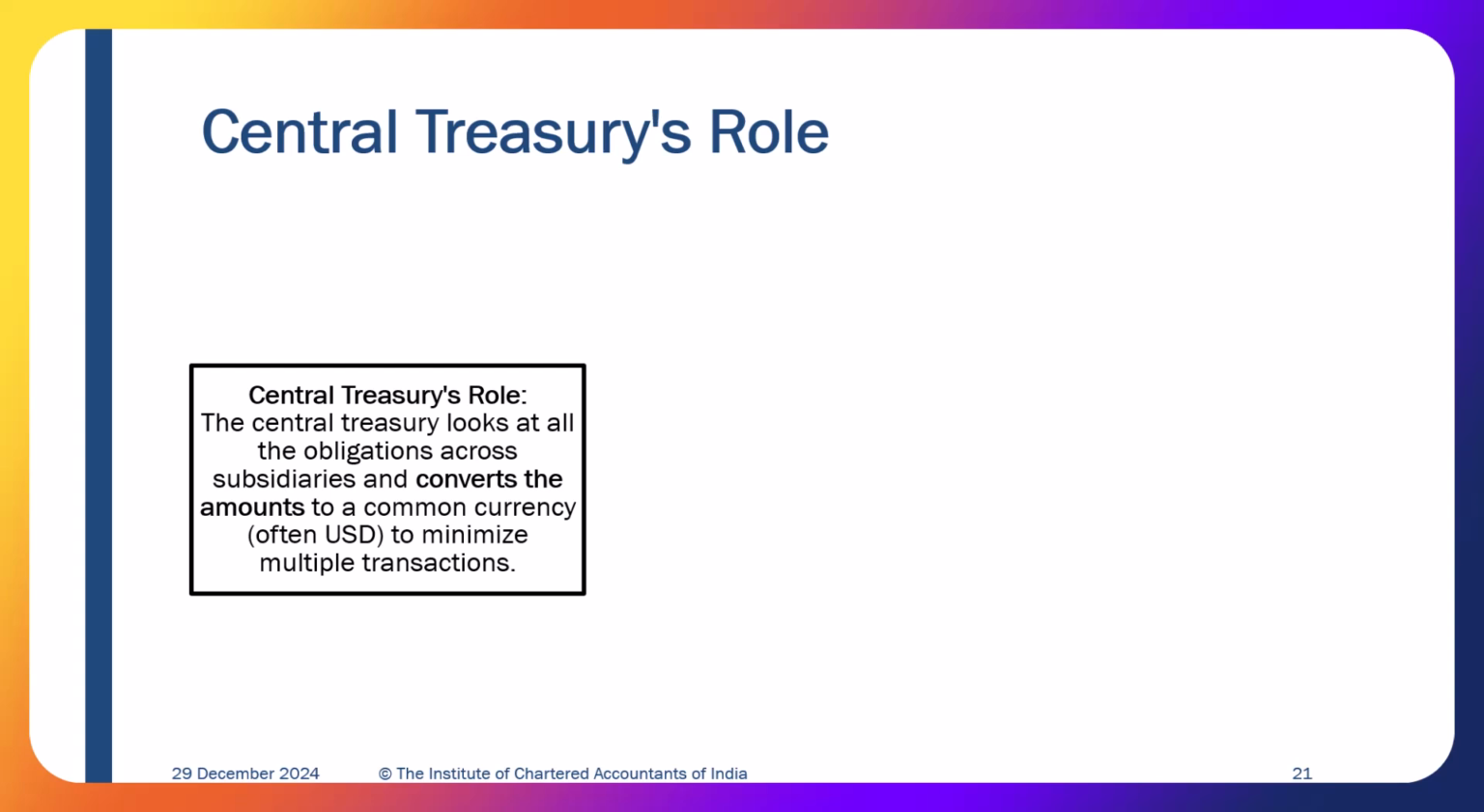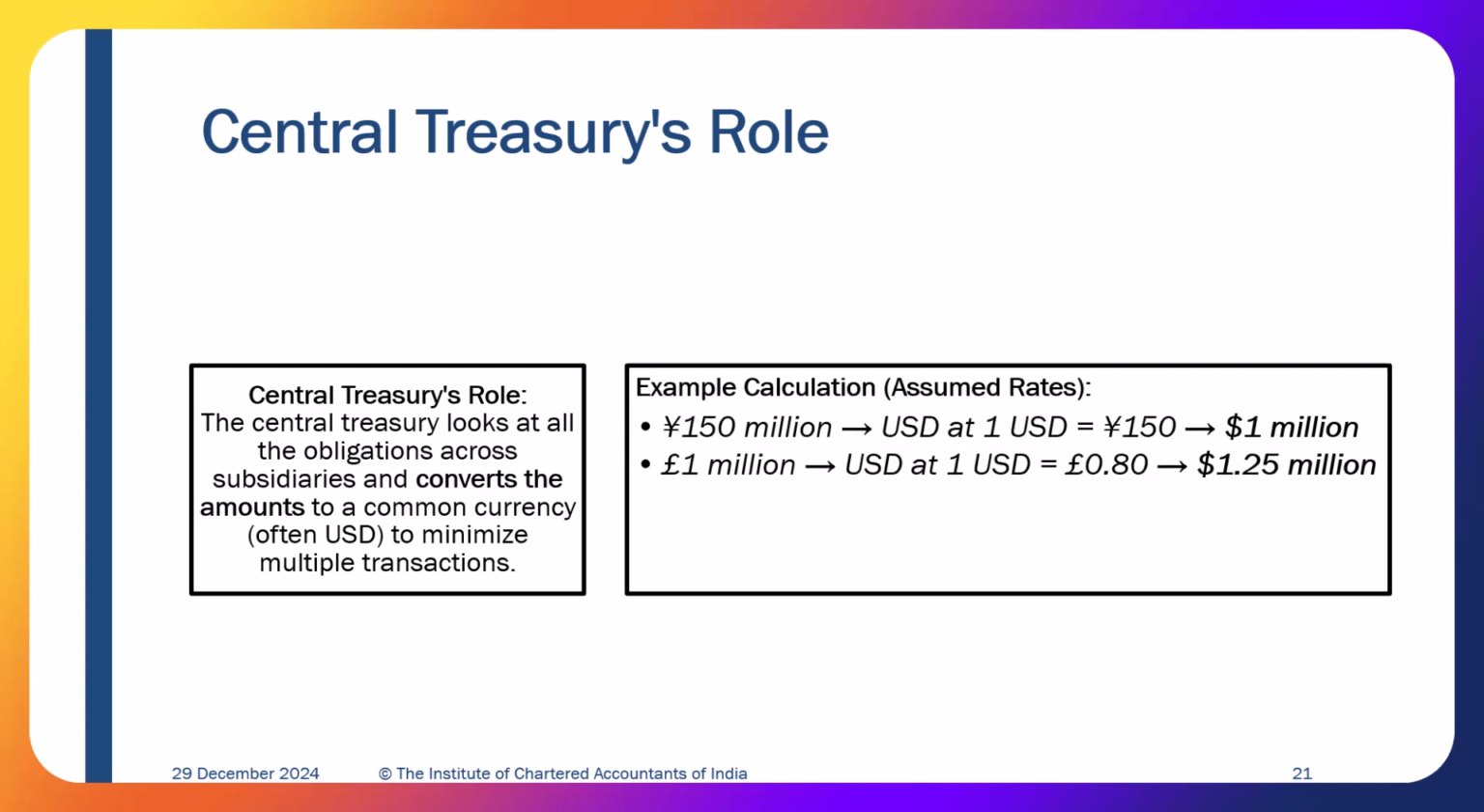Example of calculation: 150 million yen is converted to USD 1 million. So we have assumed that the yen rate is 150 yen per dollar. So that will be equivalent to $1 million. जो 150 मिलियन येन जो देने हैं, जो जापानीज को मिलने हैं, वो इज इक्वल टू 1 मिलियन.